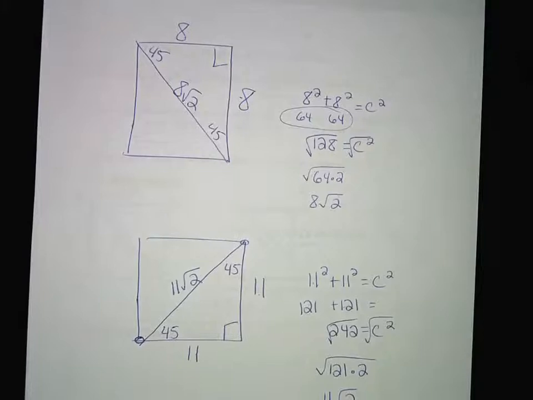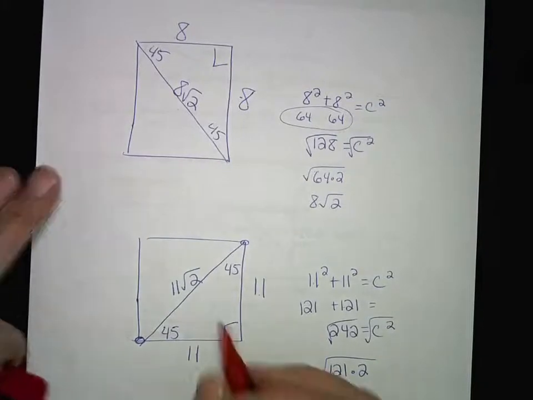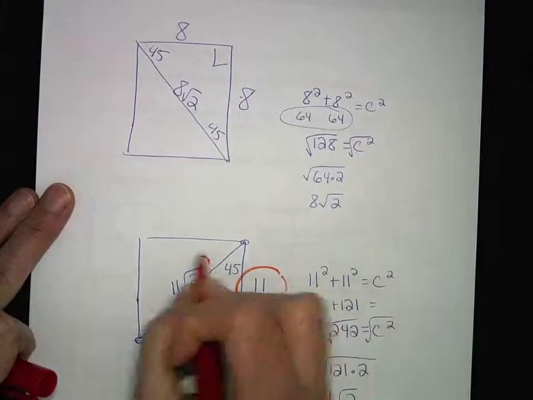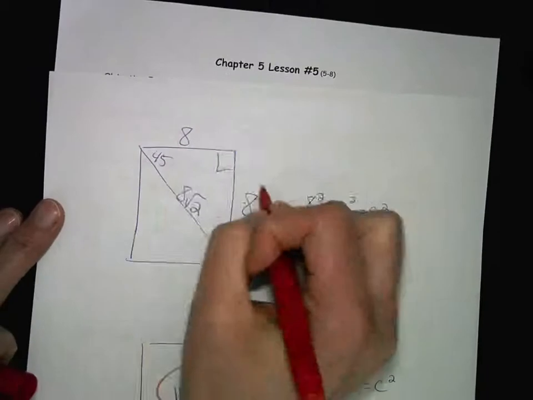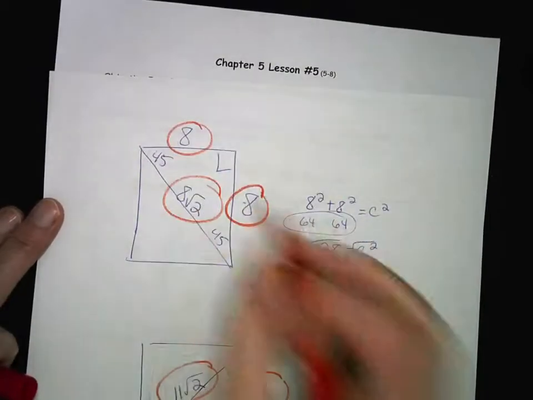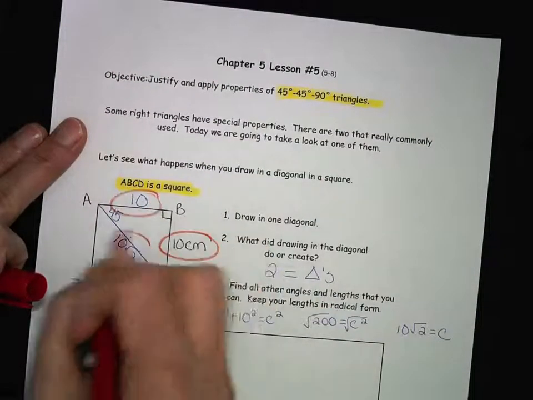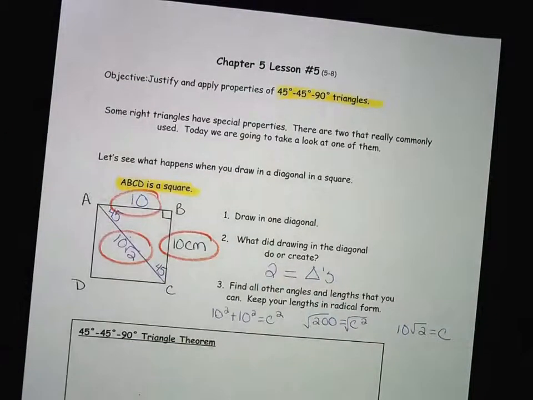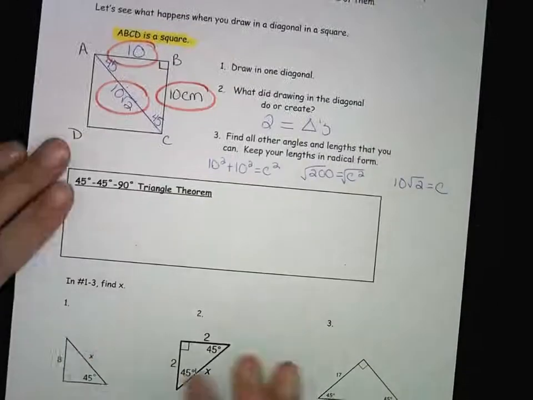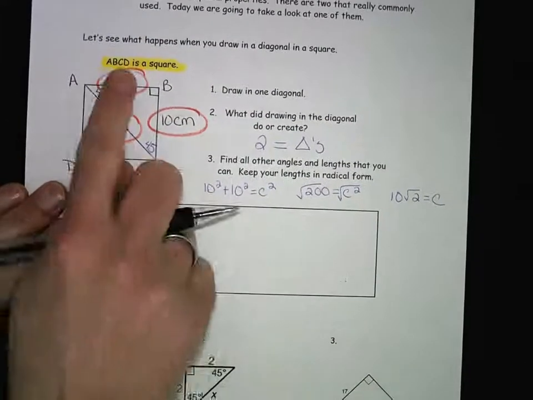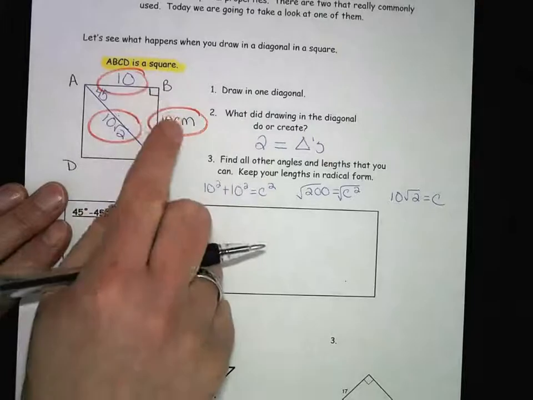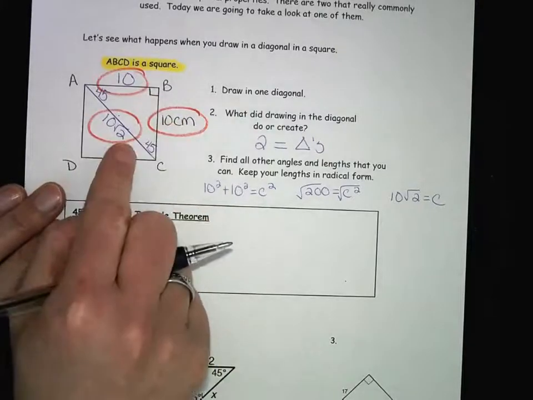Are you noticing a little bit of a pattern? 11, 11, 11 square roots of 2. 8, 8, 8 square roots of 2. Back on the first one, 10, 10, 10 square roots of 2. If we were in class, I'm hoping somebody would yell it out, but basically what we're noticing is that the sides are the same, and whatever number the side is, the diagonal is that number square roots of 2.